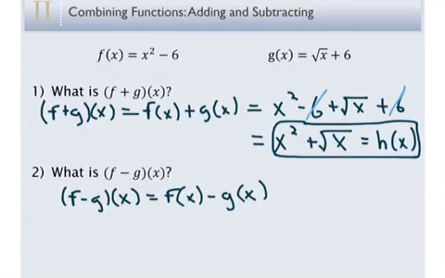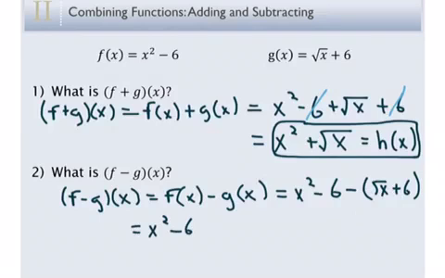So let's look at this. What we get, we just plug in our function f of x, and we get x squared minus 6 minus g, and g is the square root of x plus 6. Now I'm just going to distribute this negative to both terms. So I get x squared minus 6 minus the square root of x minus 6, and my final answer is x squared minus the square root of x.